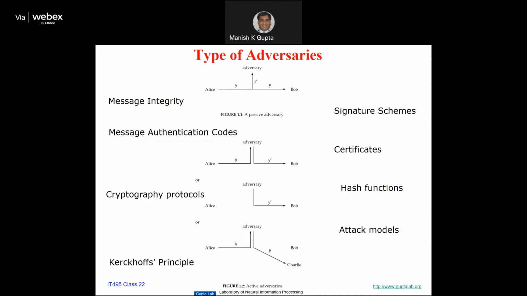I think these are some terms: message integrity, message authentication codes, cryptographic protocols, Kerckhoffs' principle, signature schemes, certificates, hash functions, attack models. Very commonly known terms which you should recall from the cryptography course before we look into this. So I'm not covering anything in detail, right? You can look at the cryptography course for this.